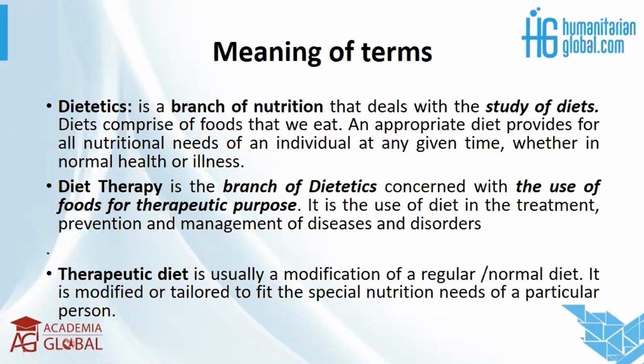Then the other term here is diet therapy. Already we have now seen what could be diet therapy. And now we are being told that this diet therapy is also a branch of dietetics, which is concerned with the use of foods for therapeutic purpose. Remember, the word therapy means treatment. Other examples of treatments are medical treatments. We have physiotherapy. We have all types of treatments. But here we are talking about therapeutic diet, which are used for treatment purposes. So it is the use of the diet, that is now the diet therapy, in treating, in prevention, and in management of diseases and disorders.